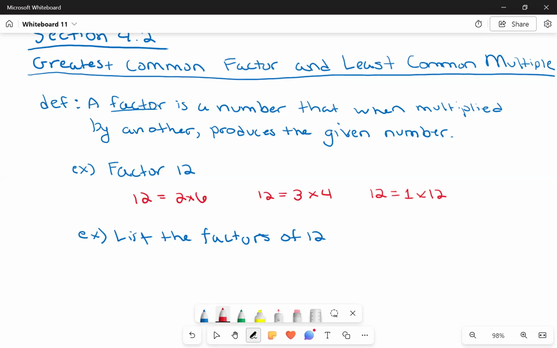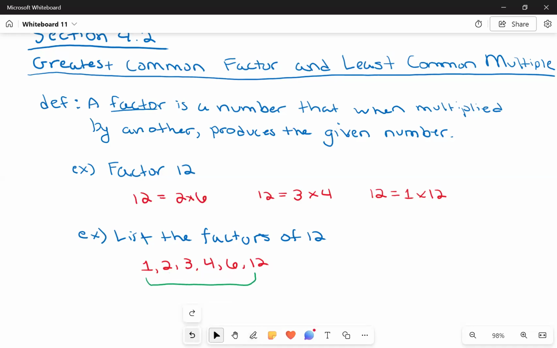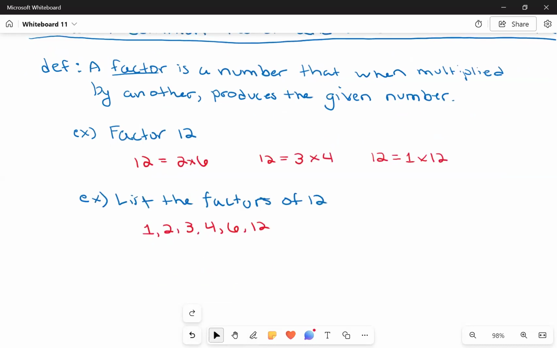So all the factors of 12, and here I'm going to go in order: the number 1, the number 2, the number 3, the number 4, the number 6, and the number 12 are all factors of 12. All of these multiply by something to give us 12. And what's kind of cool is you could see that they actually pair up, in order like that.